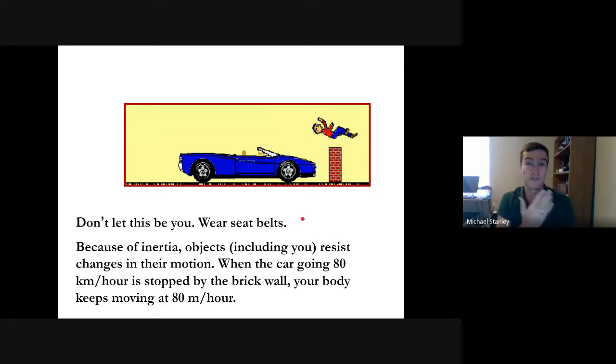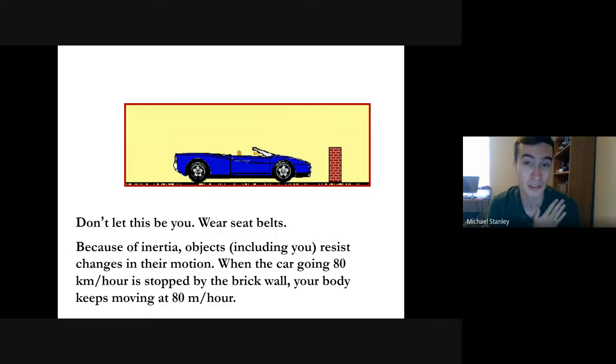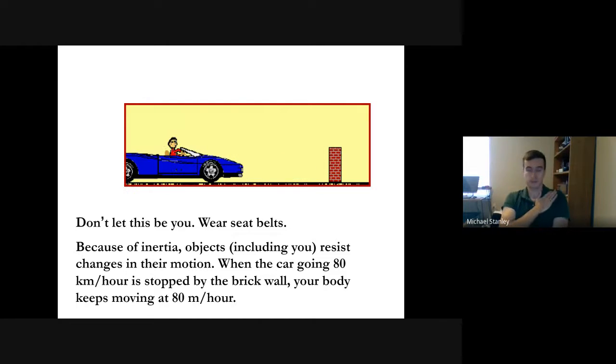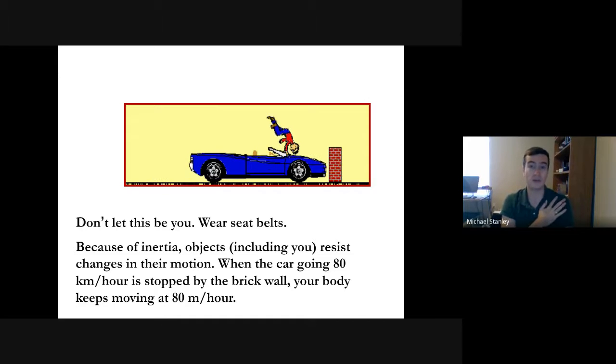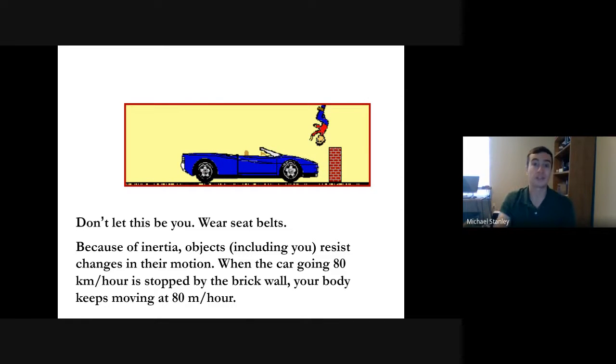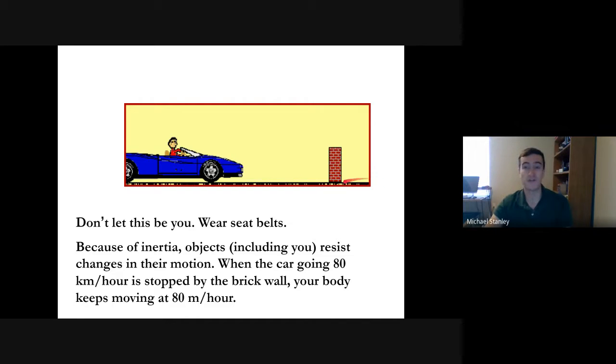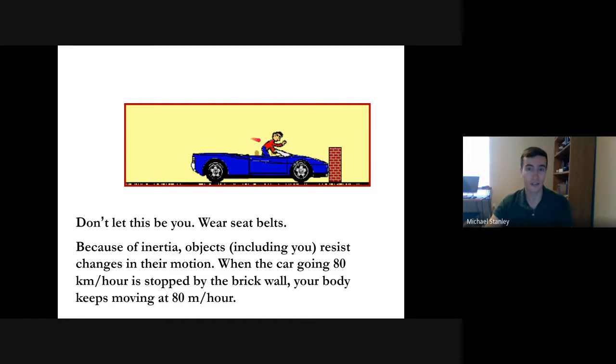Your body tries to go forward, but your seatbelt exerts a force and holds you back. Yeah, it might hurt and you might get a bruise and you might break something, but it's a lot better to exert that force than to exert the force of the pavement over here on your face. That is not good.